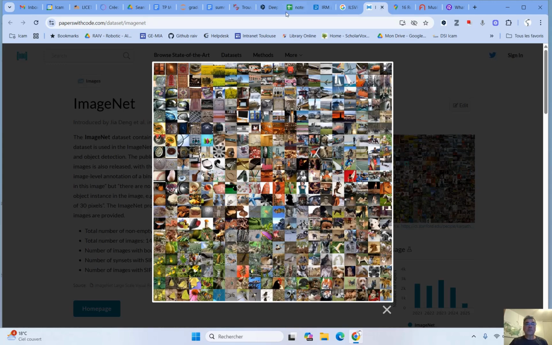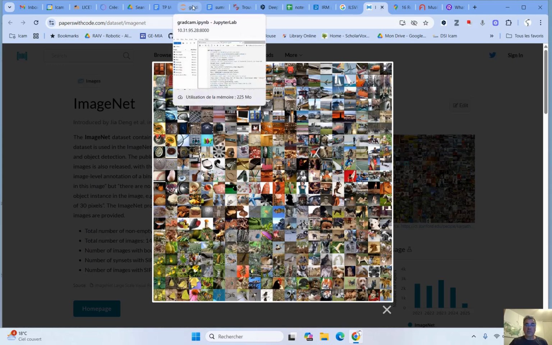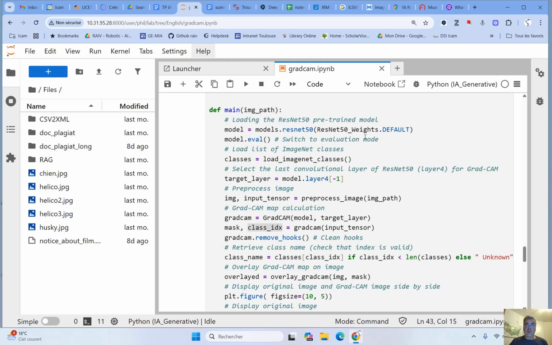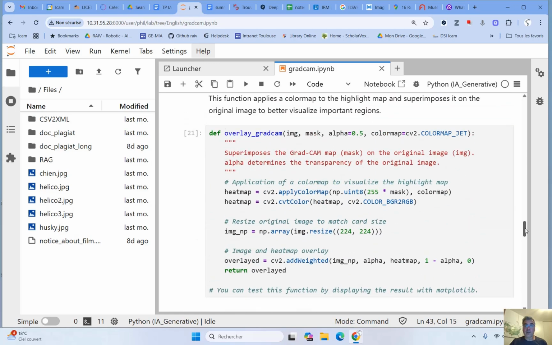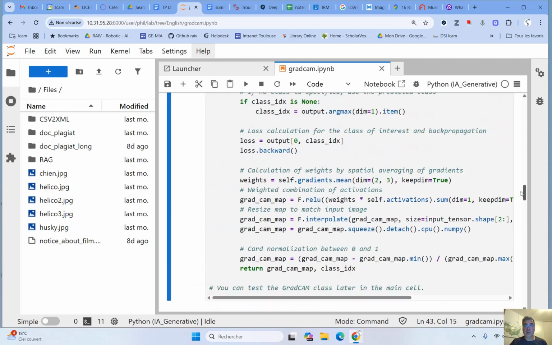And these images were used to train the ResNet model. And now we load this ResNet model with all the weights pre-trained with the ImageNet images. So we have here a model that we will use later in this function.